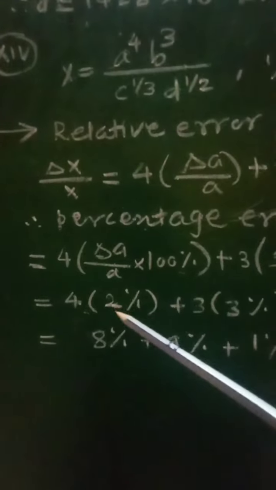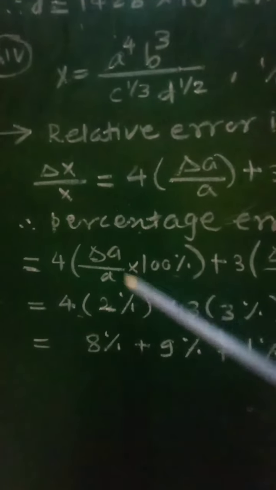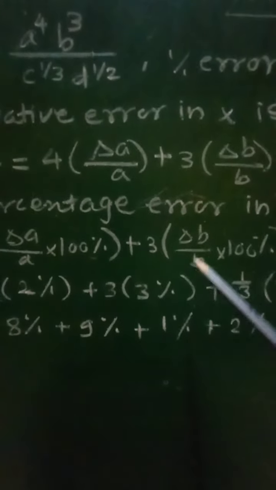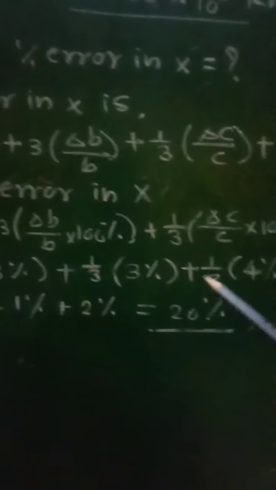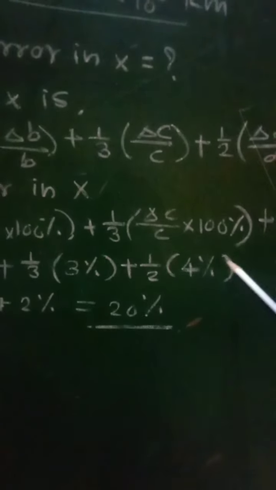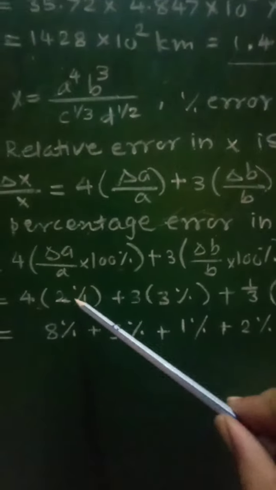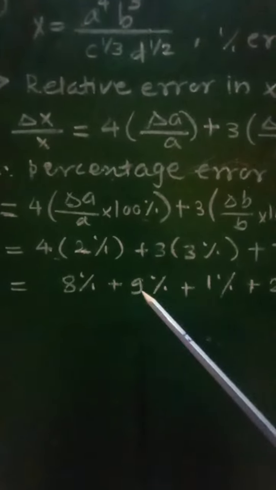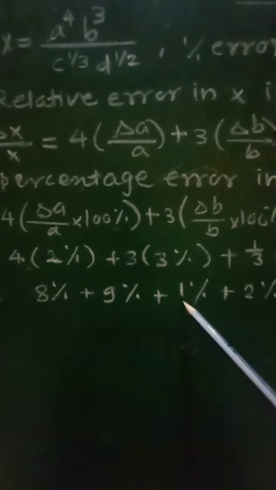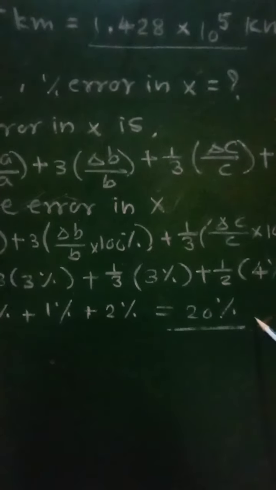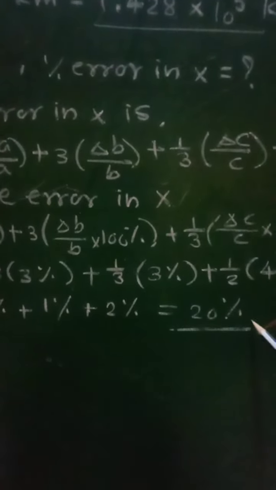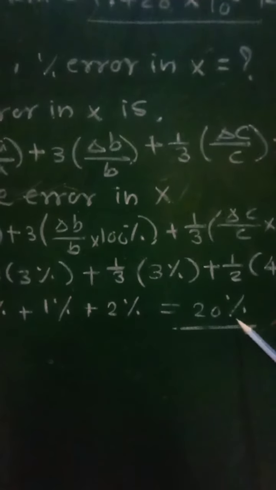For the bracketed quantities, the percentages are given, and therefore putting the values we can write 4 into 2% plus 3 into 3% plus 1 by 3 into 3% plus half into 4%. Simplifying it we get 8% plus 9% plus 1% plus 2%, which comes out to be 20%. So this will be the percentage error in x, which is the required value.